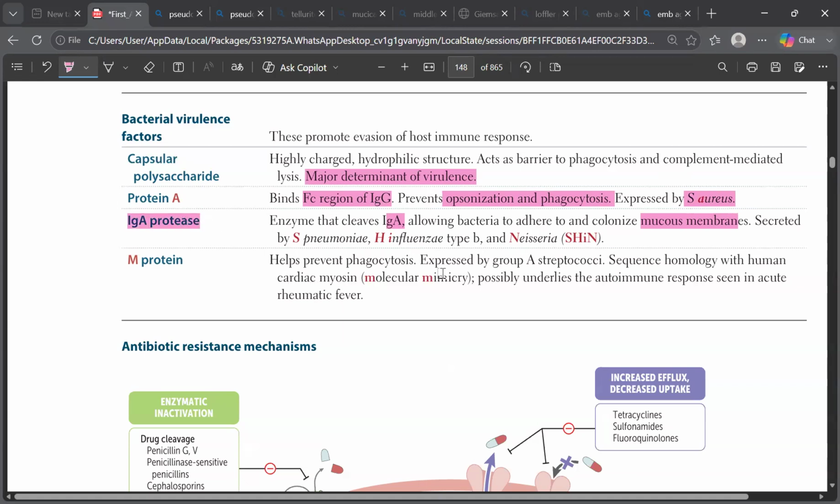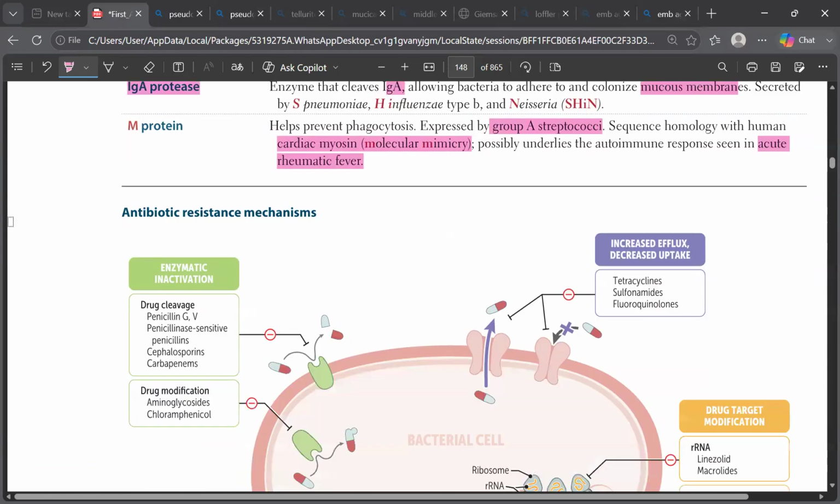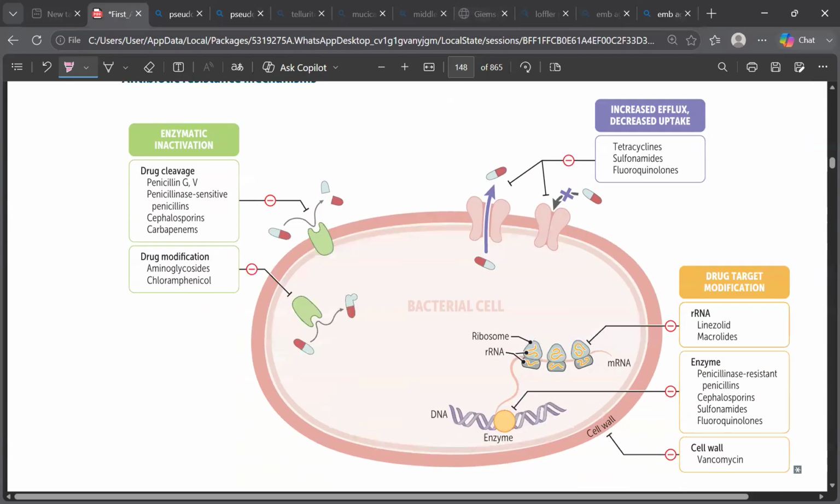It helps prevent phagocytosis, expressed by group A strep, and the sequence homology with human cardiac myosin possibly underlies the autoimmune response in acute rheumatic fever. So acute rheumatic fever is caused by an autoimmune response because of M protein, which is expressed by group A strep and has sequence homology with human cardiac myosin. So the sequence of this M protein is similar to cardiac myosin, and this is a molecular mimicry of the body. We will discuss further in the next video.